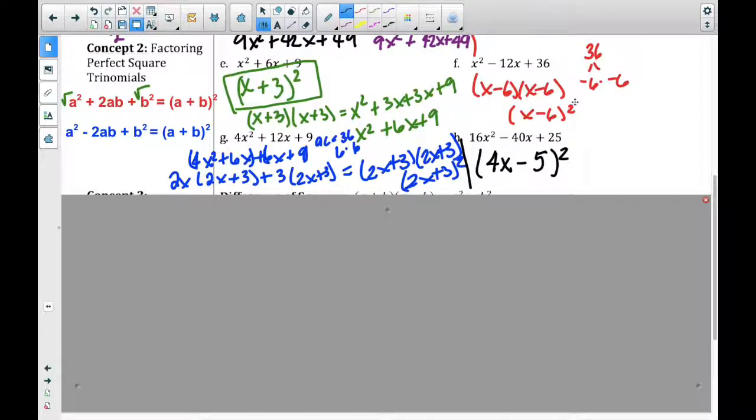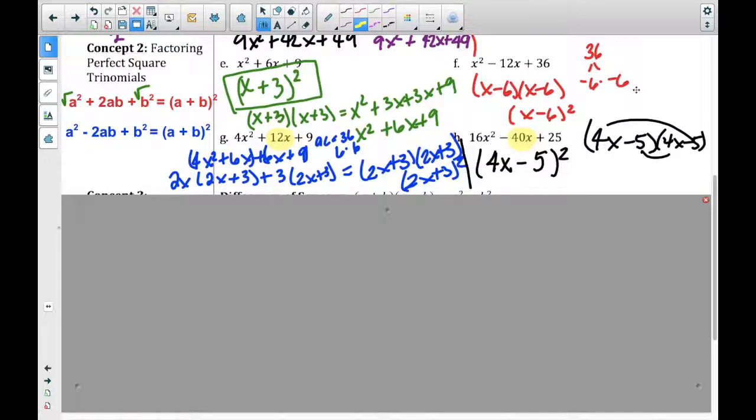Well, if you double check it, you can see what happened to your 40. So if we double check it, we get 16x squared minus 20x minus 20x, and a minus 20 and a minus 20 gives us a negative 40, so that is correct. Now, I will take this opportunity to say it is important to check that middle term, that C term, because it has to be 2AB. If it's not 2AB, this doesn't work.